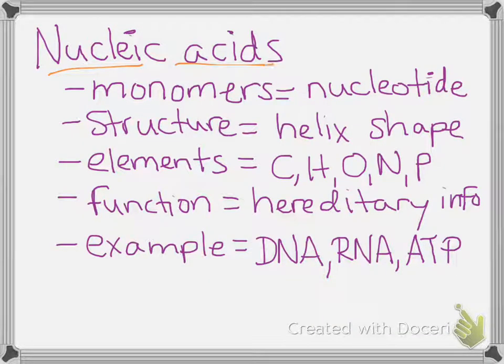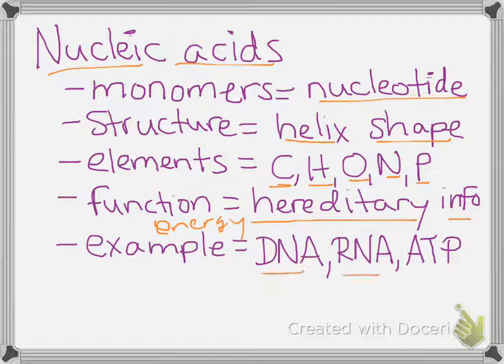And then finally, nucleic acids is our fourth. They are made up of nucleotides. That's the monomer. They have a helix shape sometimes. We find CHON and P, phosphate, in these nucleic acids. They function as heredity information, also energy. DNA and RNA are heredity. ATP is your main energy currency.